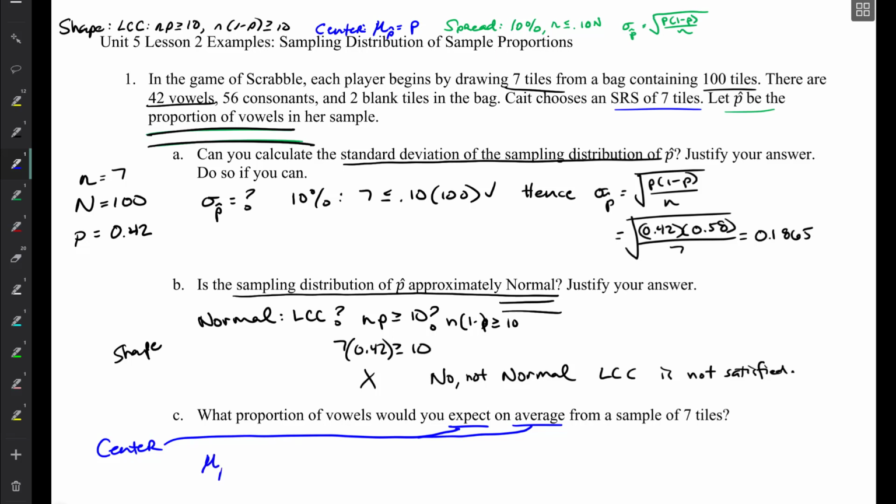And we remember that the center of the sampling distribution, that's mu sub p hat, is always equal to p, which means that mu sub p hat is going to always equal 0.42, which tells me that in any sample of 7 tiles, I should expect 42% of them to be vowels. That's it. Let's go ahead and take a look at example number 2.